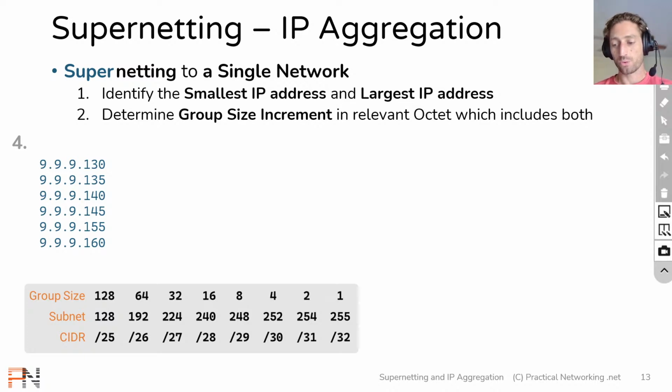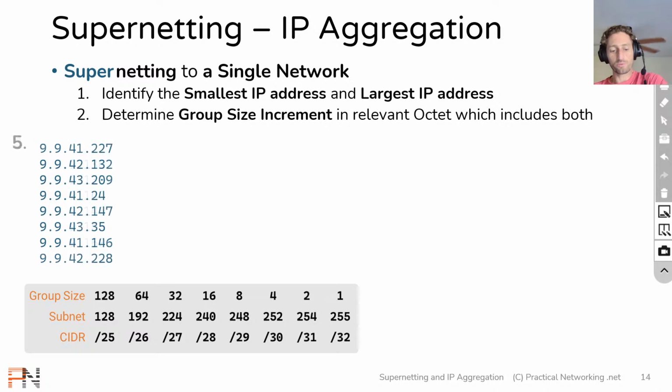Cool. So hopefully now you understand, and you can see how it's really just a 2-step process to solve supernetting problems. But so far, all the examples we've provided have been in the 4th octet. Well, what if we had a problem that involved supernetting in the 3rd octet? Here we have 8 different IP addresses, but you'll notice we have changes in the 3rd octet as well as the 4th octet. Well, you can still use this exact same 2-step process to supernet these very easily.